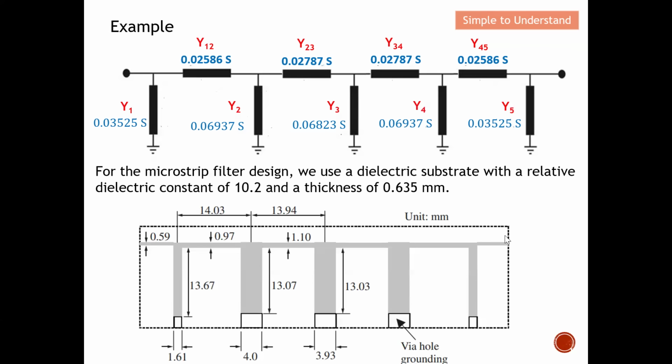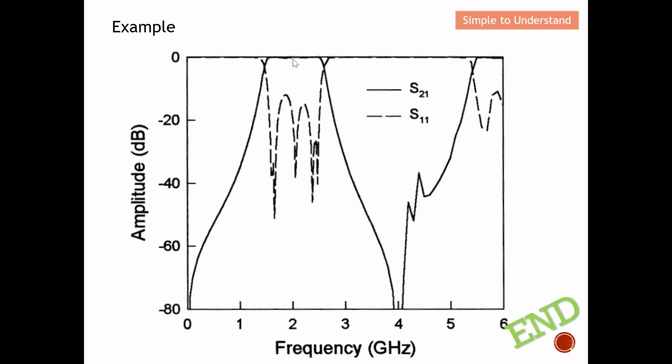With this, I'd like to quickly show you the outcome. With this, you can actually achieve a bandpass filter. The spec asks for 2 gigahertz, and you can see that I'm able to achieve a 2 gigahertz bandpass filter. With this, I'd like to end my discussion.